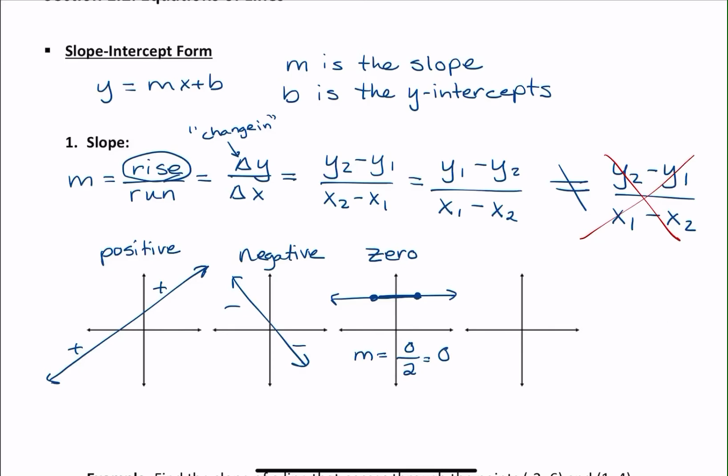And then the other type of slope is undefined, and that is a vertical line. So again, if I pick 2 points, I could rise 2, but when I run, I don't run any. And 2 divided by 0, you can't divide by 0. So that's what makes it undefined, or does not exist. So those are your 4 different types of slope.